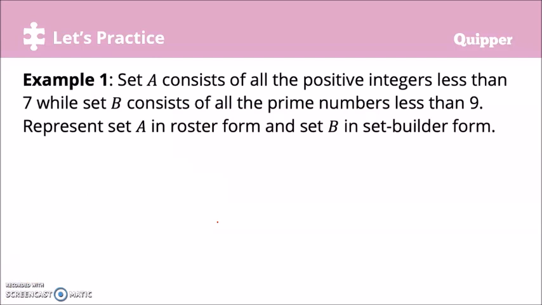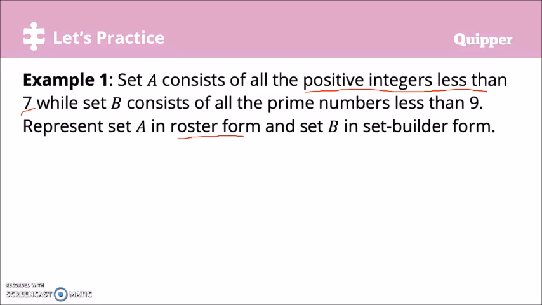Let's take this example. Set A consists of all the positive integers less than 7, while set B consists of all the prime numbers less than 9. Represent set A in roster form and set B in set builder notation. Sige daw. Ang set A, ang gagamitin natin roster form, that's listing method, no? It consists of all positive integers less than 7. Dahil less than 7, of course, hindi kasali si 7. Yung nasa baba lang niya. And positive, so it starts at 1. Kasi yung 0, hindi naman siya positive integer, no?